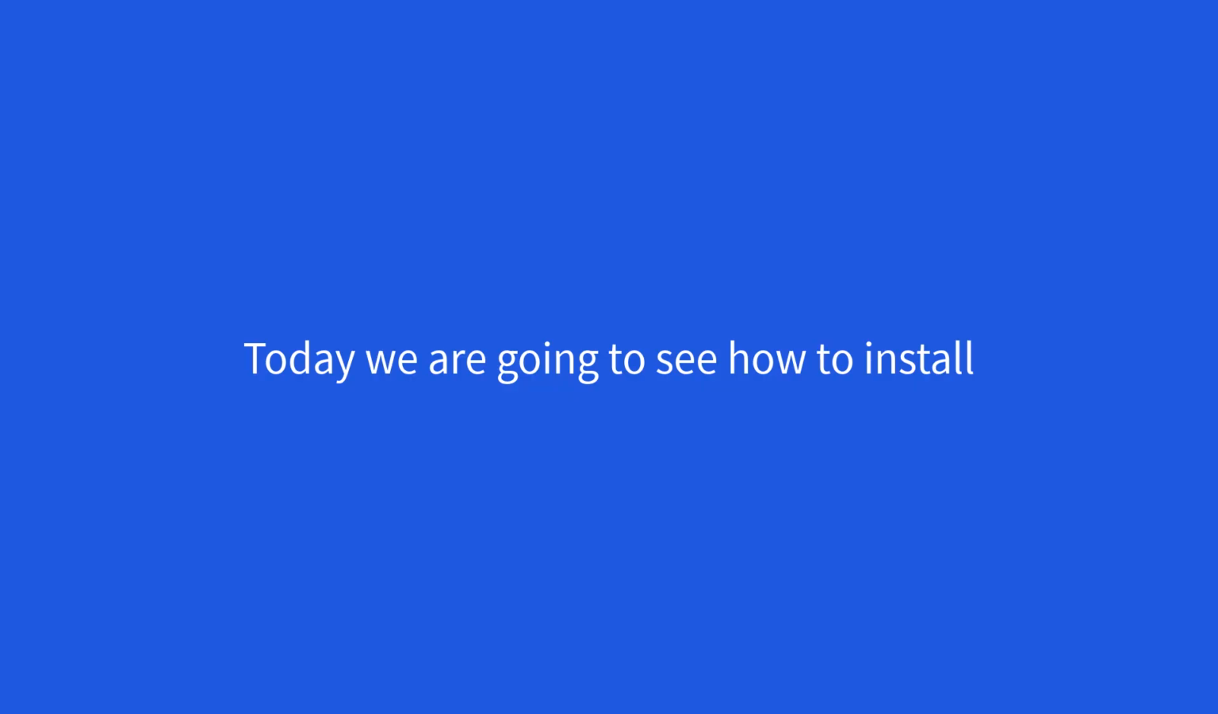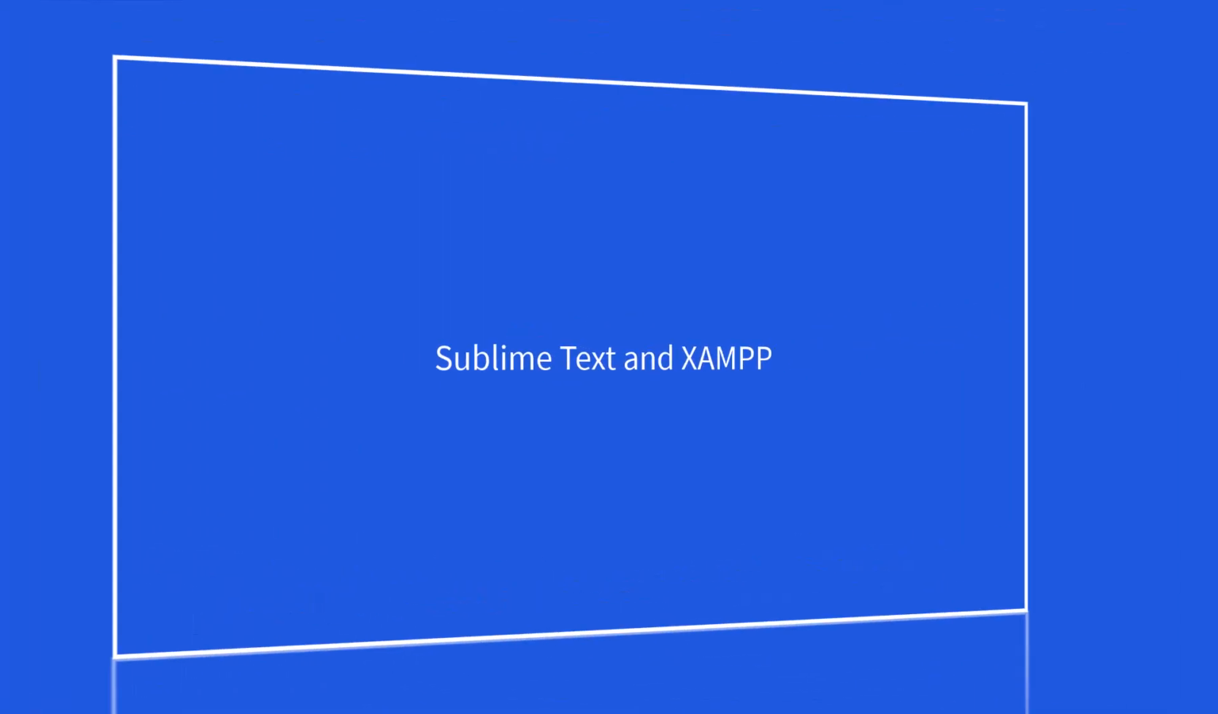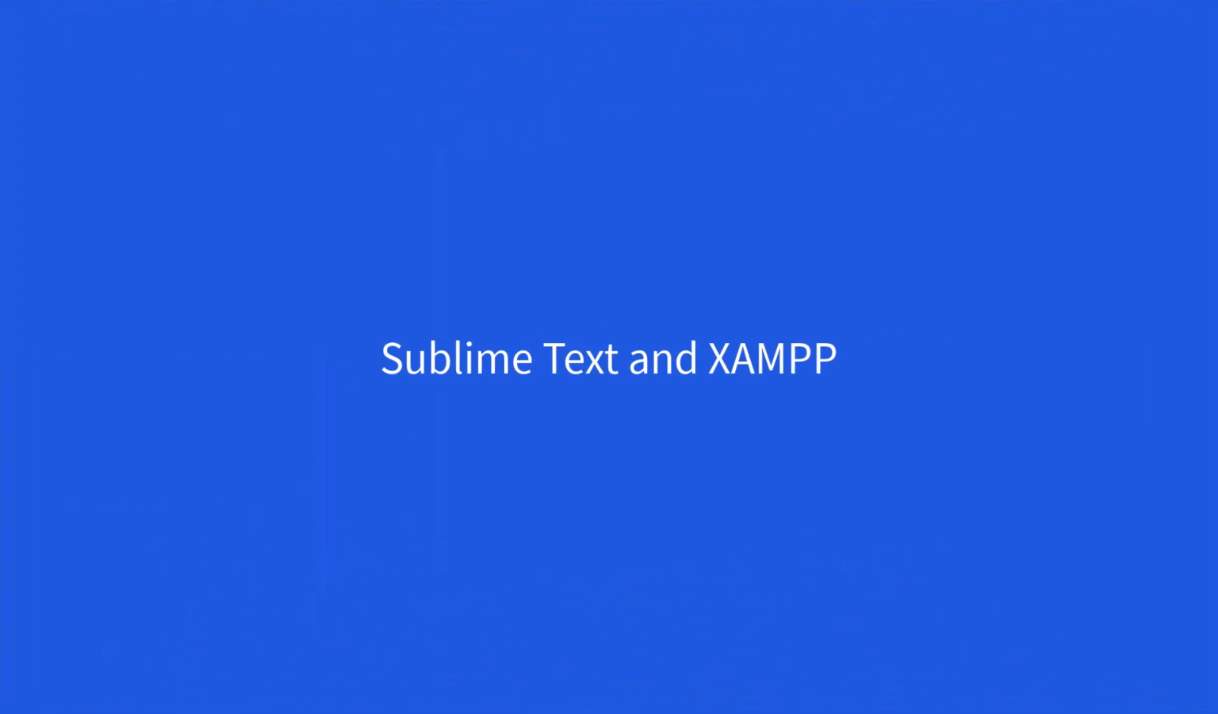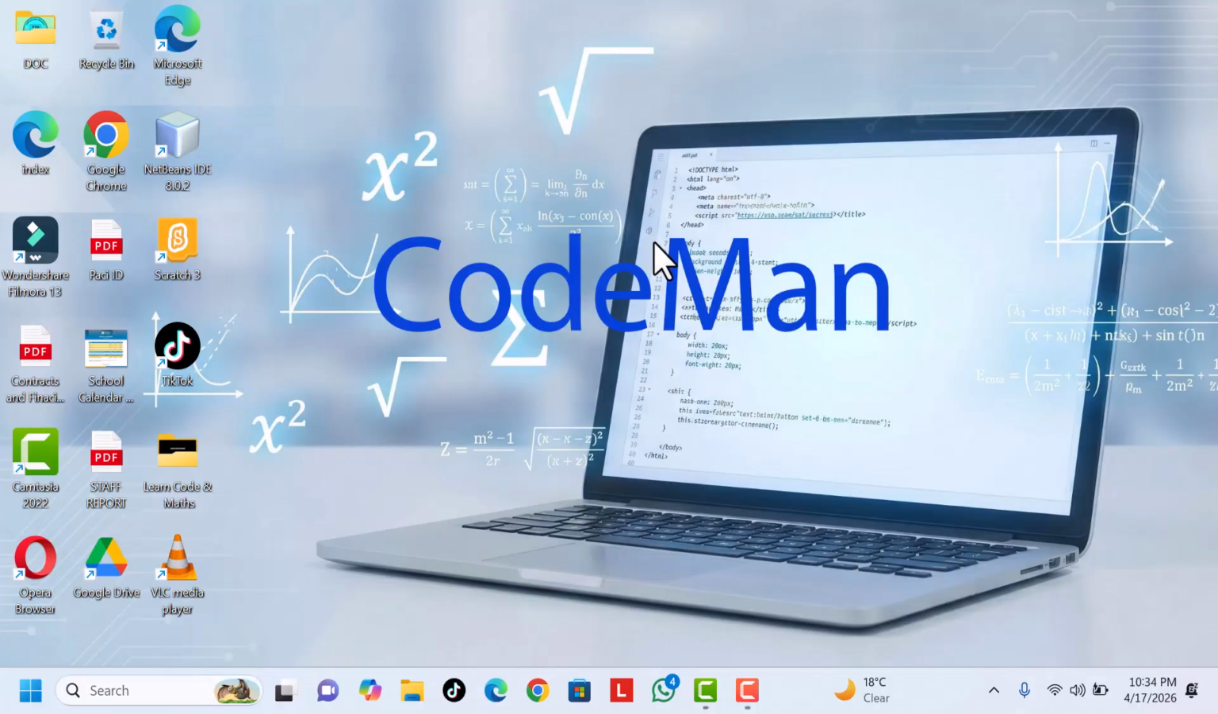Today we are going to see how to install Sublime Text and XAMPP. In lesson 1, we saw that Sublime Text will help us as a code editor, and XAMPP will help us to view or to test our project offline.